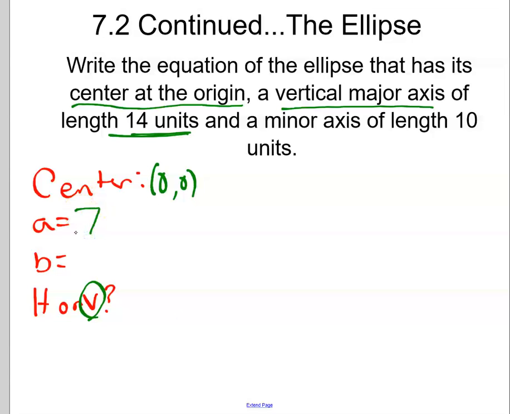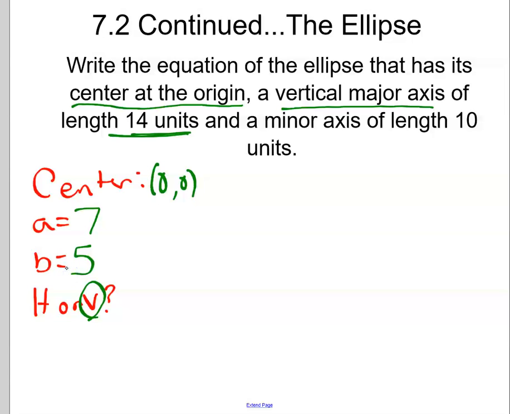All right, and then the last bit we're told is it has a minor axis of length 10 units. So if the major axis is up and down, that means the minor axis is going to the left and to the right, and that's going to tell us our B. To have a total length of 10 units, that's going to have to be 5 to the left and 5 to the right. So our B is 5.